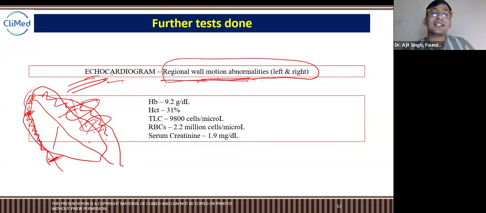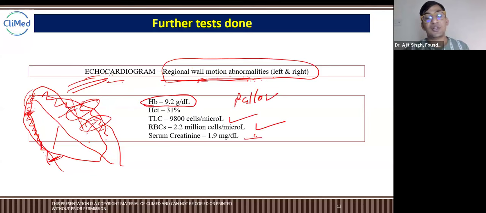We don't know what exactly the cause is, but there are regional wall motion abnormalities. Other blood tests we did: HB is 9.2, definitely because he was looking paler, right? TLC normal, RBC normal, serum creatinine has raised again to 1.9, right? Now, these are the tests.